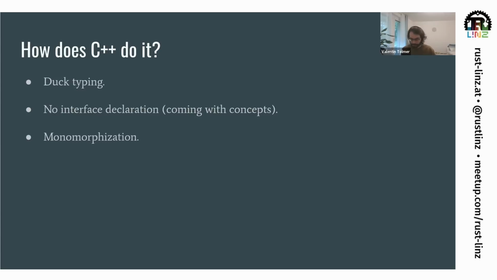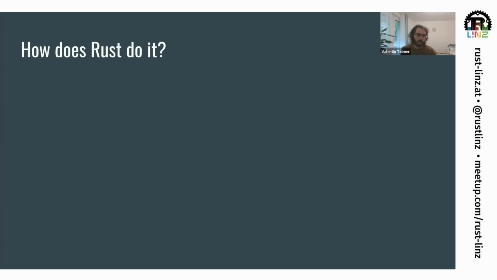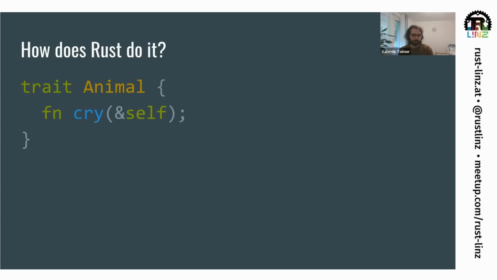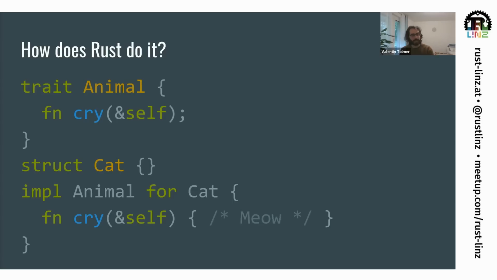Okay, now that the context is set, let's have a look at how Rust does it. So for Rust, we have traits. For instance, we can introduce the trait Animal that has a function cry. And then if we want to implement a cat, we declare the cat. This is a struct. It has fields or not, doesn't matter. And then separately from the declaration of the trait and the struct, we say that Cat implements Animal. So we implement Animal for the Cat type.